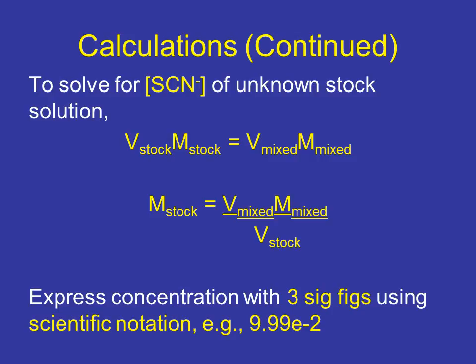To solve for the thiocyanate concentration of the unknown stock solution, the volume of the stock solution times the molarity of the stock solution is equal to the volume of the mixture times the molarity of the mixture that you prepared in the flask. Isolating the concentration of the stock solution, the molarity of the stock solution is equal to the volume of the mixture that you prepared times the molarity of that solution divided by the volume of the stock solution you obtained originally from the repipette at the side shelf. Express the concentration with 3 significant figures using scientific notation.